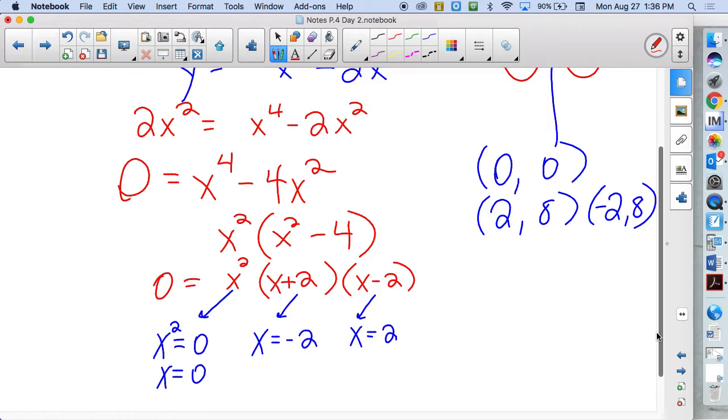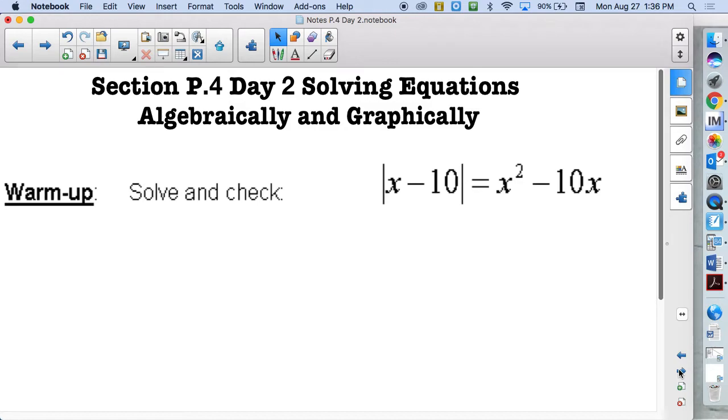Tomorrow we'll go through the examples that are similar to the ones on the bottom of the page. We're just going to kind of touch on those first 5 today. Questions? So then in the notes packet portion, it should say day 2, solving equations algebraically and graphically.